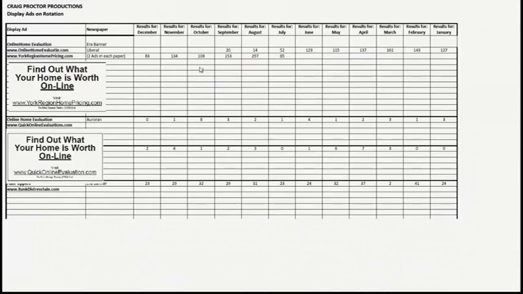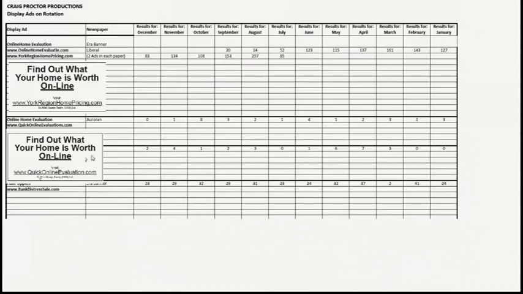Well, let's see. In December, I generated 83 leads. 83 leads from that little ad. In November, 134. Remember, these aren't hits. These are actual requests for an online home evaluation. In October, 108. In September, 153. In August, 297. Now, take that same campaign and you run it in a different newspaper, doesn't work nearly as well.